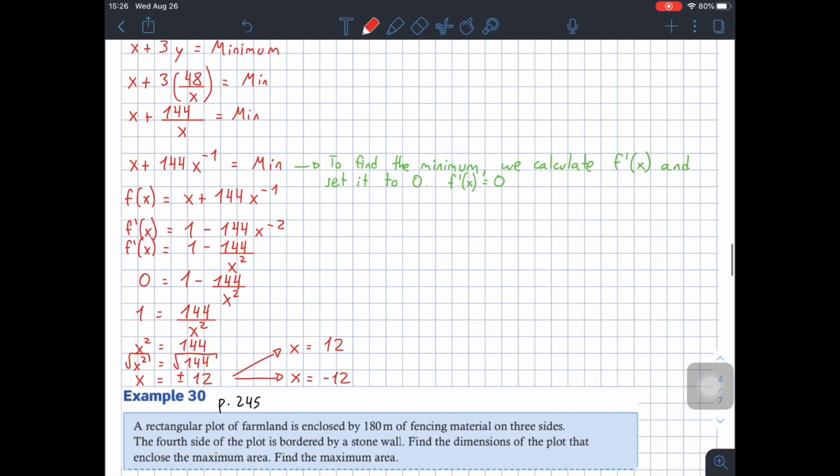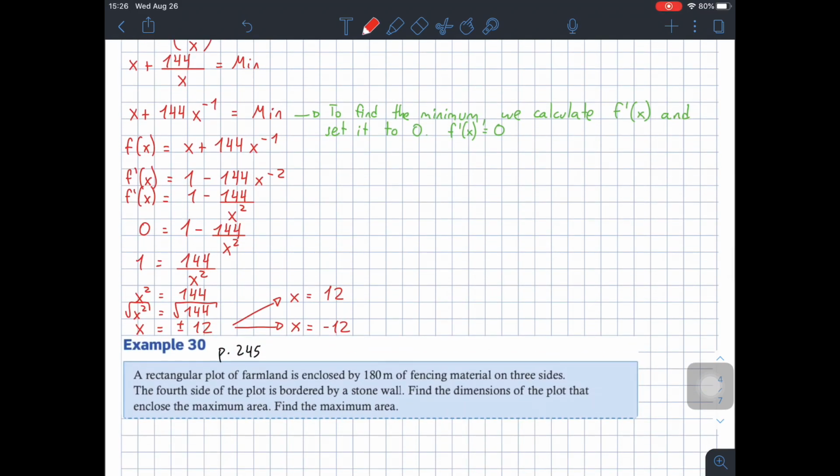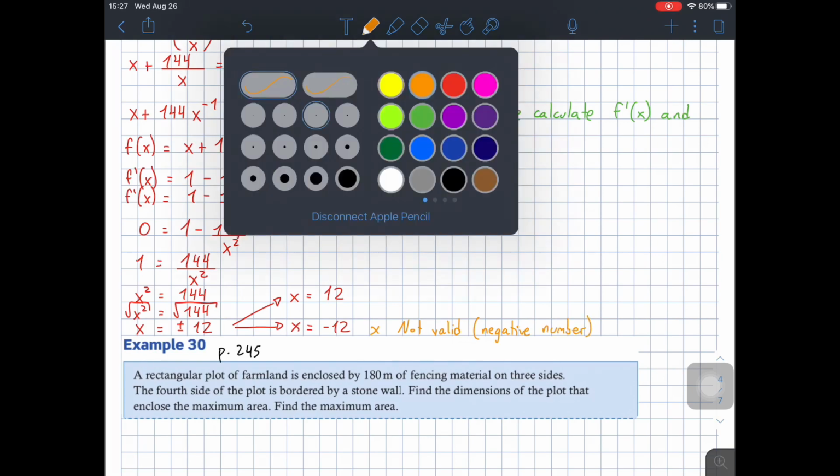If we look at the problem, it says the product of two positive numbers, okay? With this information, two positive numbers, we can discard the negative 12, right? This is not valid because it is a negative number. So our solution for the x value is 12.